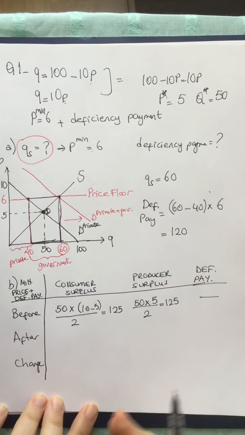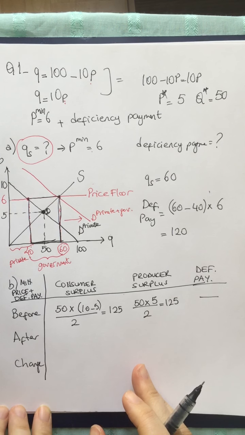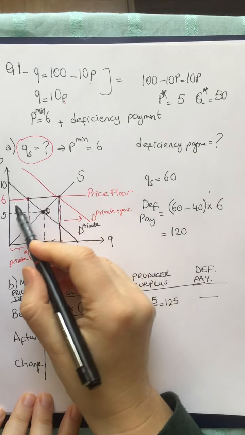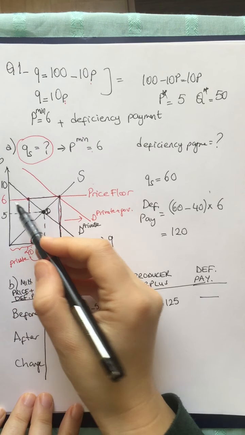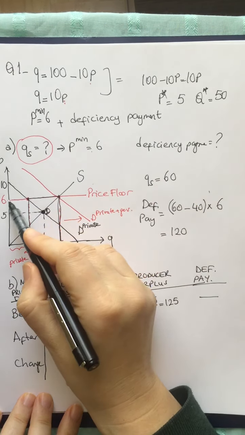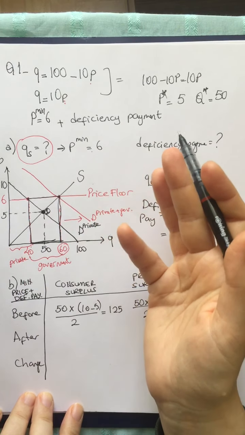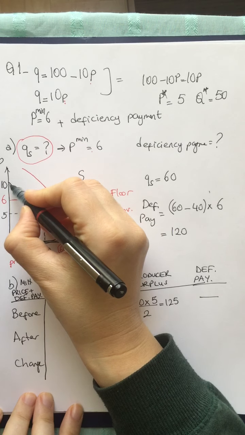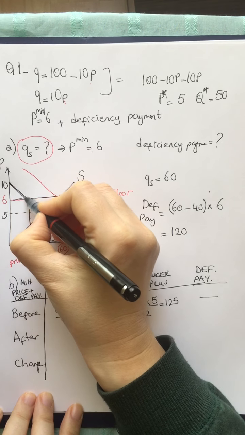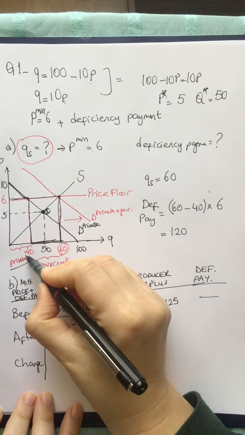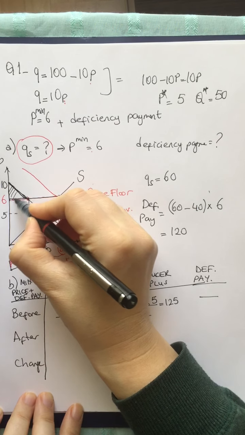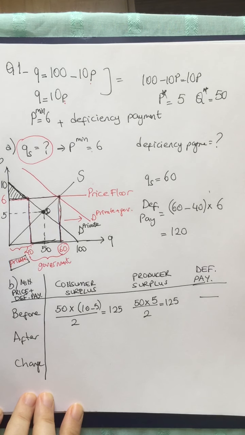And before the policy, there was no deficiency payment of the government. After the policy, the price has increased to 6, or the government determined the price as 6, so everyone will buy this good at the minimum price of 6. So the consumer surplus in that case, the consumer surplus of the private people, will be this area only.